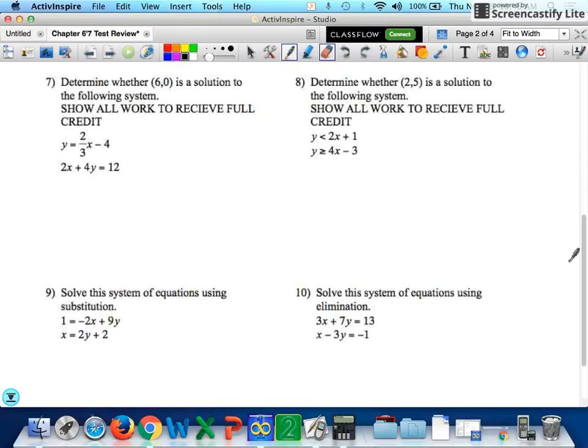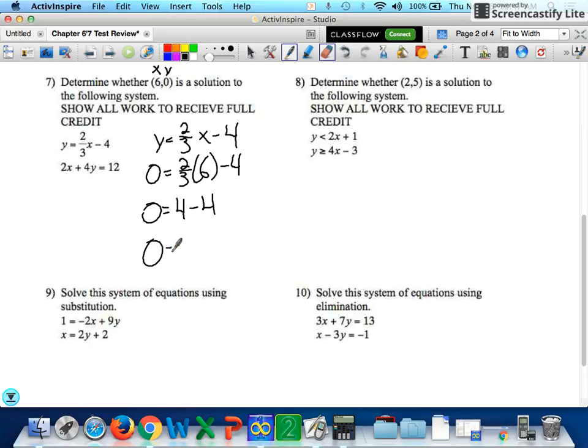Number 7, determine whether (6, 0) is a solution to the following system. Show all your work to receive credit. If it's a solution, it's going to always produce true statements when we plug it in. This is an X value and a Y value. So if I'm looking at this very first equation, I've got Y equals 2/3 X minus 4. Well, I'm plugging in a 6 for X and I'm plugging in a 0 for Y. So that became a 0. We plug in a 6 for X. 6 times 2/3 is going to give me a 4, minus 4. And then I get 0 equals 0. That's a true statement. So it worked for the first equation, but you have to test both.